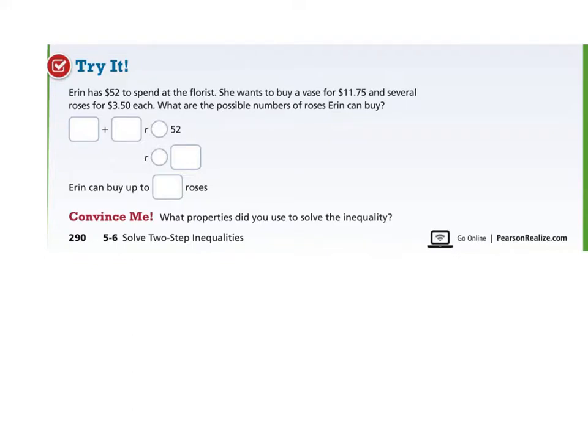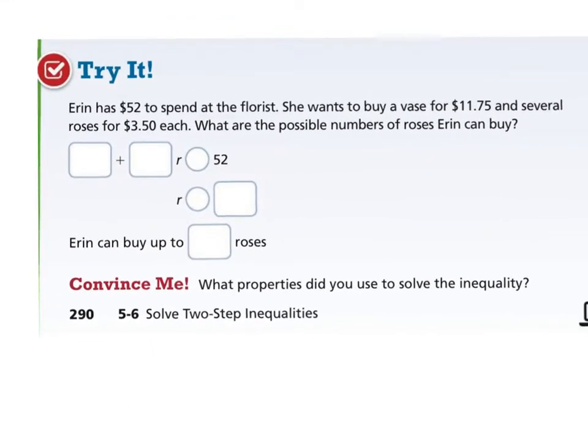So Erin has $52 to spend at the florist. And she wants to buy a vase for $11.75 and several roses for $3.50 each. What are the possible numbers of roses Erin can buy? So this isn't necessarily just saying one answer. We could be looking at multiple answers that they're wanting us to tell for this.